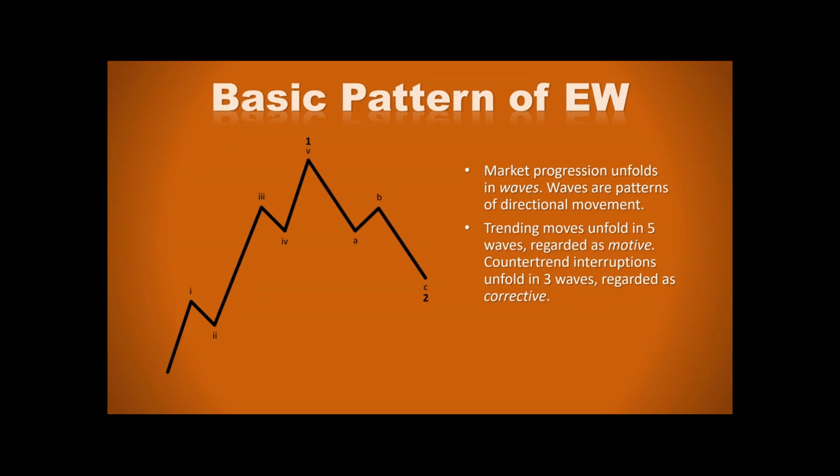Trending moves unfold in 5 waves, and they are regarded as motive. So moves that progress the trend, the direction of the larger trend, are motive waves, and the counter-trend interruptions that unfold in 3 waves are regarded as corrective. Motive structures are labeled with numbers, while corrective structures are labeled with letters. So as you can see here, 1, 2, 3, 4, and 5 for the 5 waves up in the motive structure, and then an ABC for the corrective pullback.